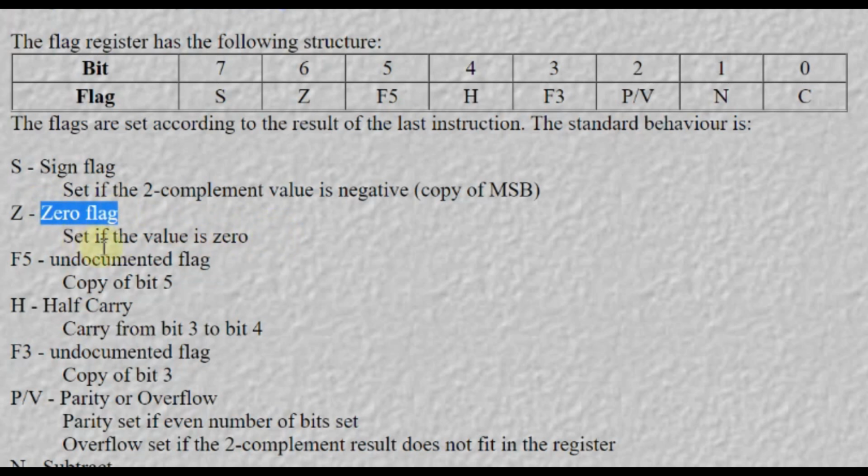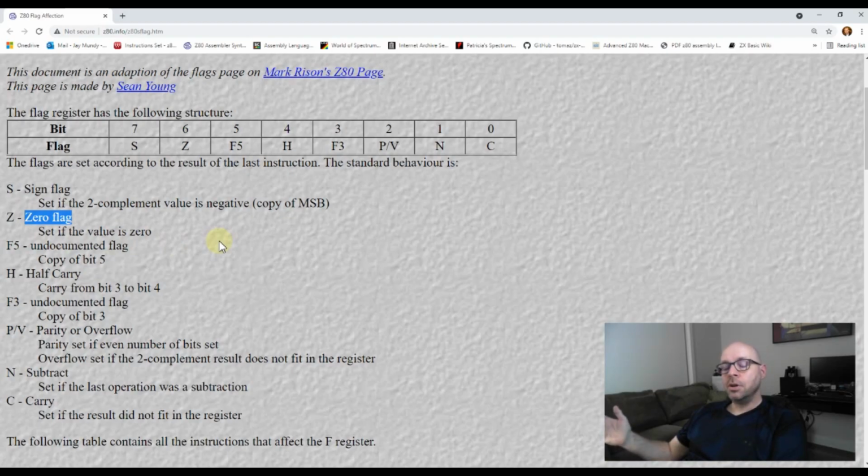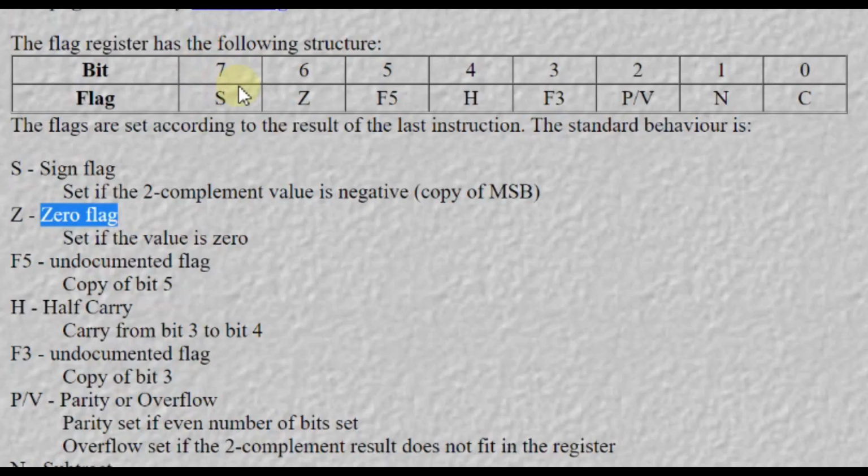It gets set if the value is 0. So if we do some mathematical or arithmetic operation, for example, and the result is 0, then this flag gets set. And by set, we mean turned on, so it gets set to 1. These bits can obviously only have a value of either 0 or 1. So setting a bit would turn it on, which means setting it to the value of 1. And the last bit in our flag register here is bit number 7, which is labeled S.